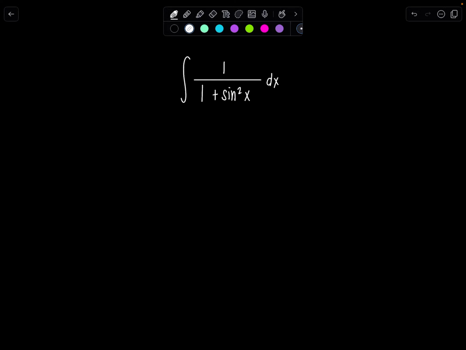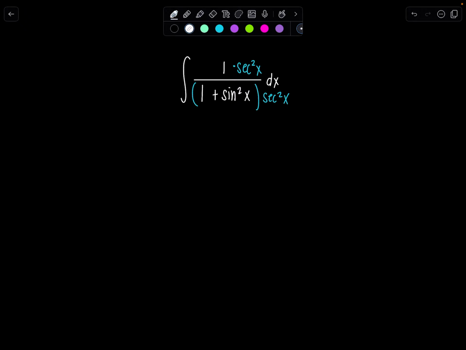U sub isn't really going to help you right off the bat. And we can't really play around with any identities in a helpful way just yet. So this might seem a little strange. We're going to divide numerator and denominator through by cosine squared x. And that's the same thing as just multiplying top and bottom by secant squared x. So however you want to think about it, we're going to multiply numerator and denominator by secant squared x.